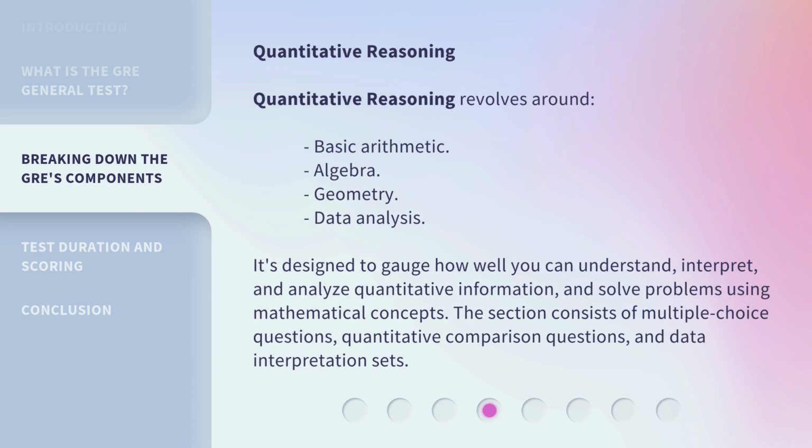Quantitative reasoning. Quantitative reasoning revolves around basic arithmetic, algebra, geometry, data analysis. It's designed to gauge how well you can understand, interpret, and analyze quantitative information, and solve problems using mathematical concepts. The section consists of multiple choice questions, quantitative comparison questions, and data interpretation sets.